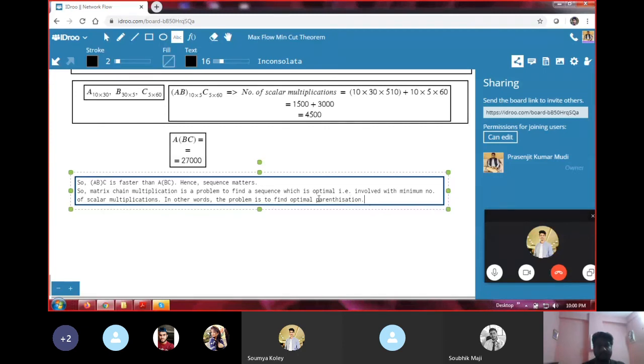Okay. So parenthesization means this one, parenthesizing. How can we parenthesize the matrix product like this? First AB, then C, or first BC, then A into that BC. So it's a parenthesization problem, and the problem is to find the optimal parenthesization by means of finding the optimal sequence to achieve the minimum number of scalar multiplications. So this is the problem which we are talking about.